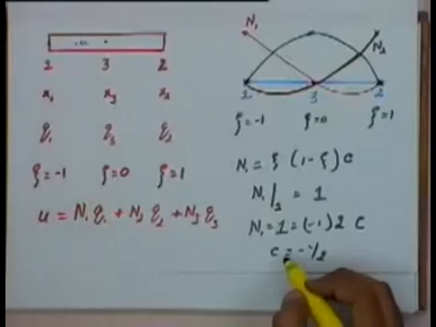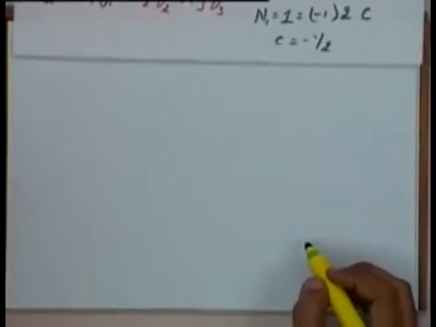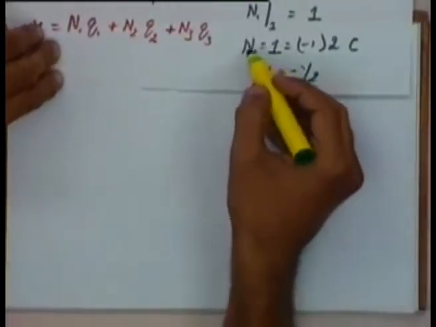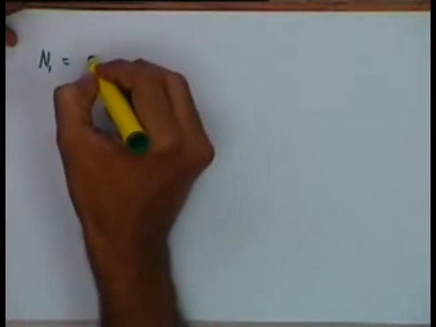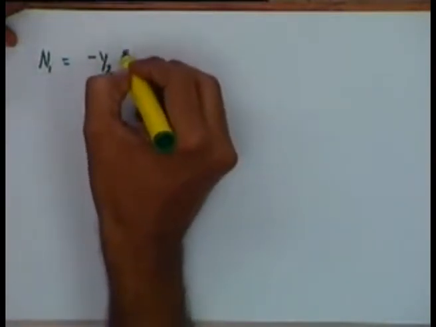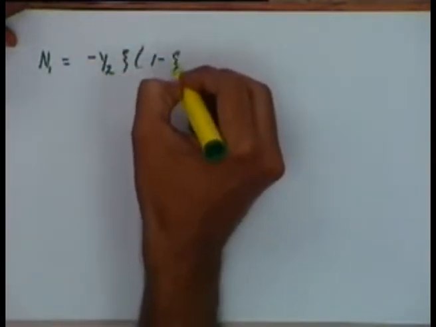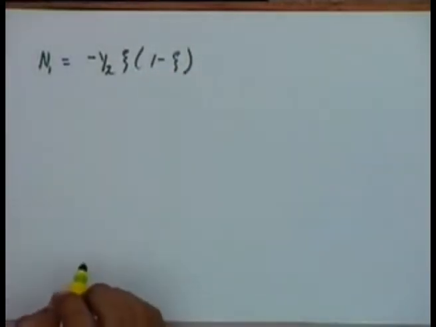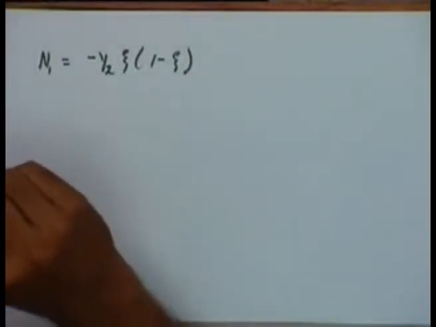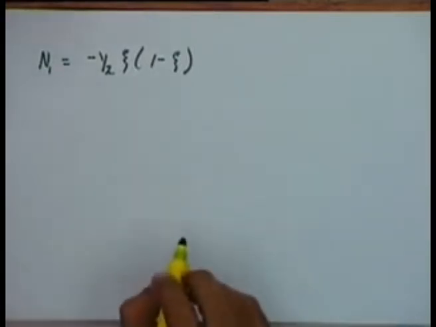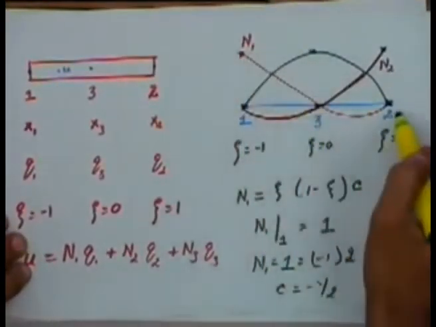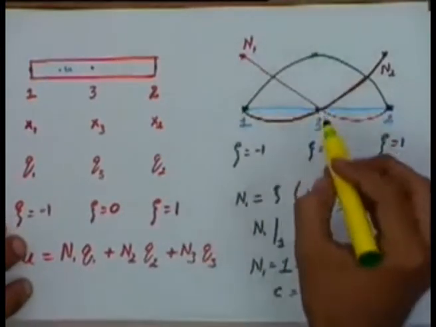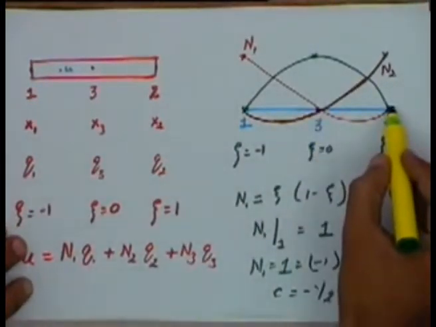So this way we will get N1. If you look at this expression, you will get N1 to be equal to -12 into zeta into 1 minus zeta. This will ensure that this N1 is a quadratic function of this shape. It is equal to 1 at this point, 0 at this point and 0 at this point.